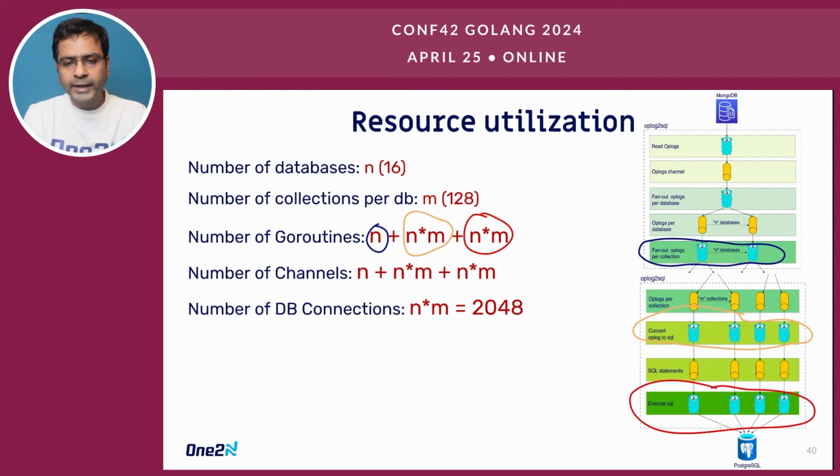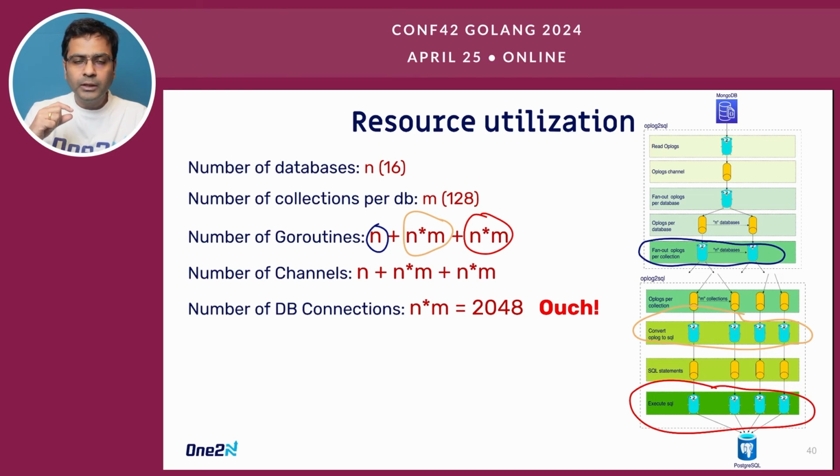And lastly, for execution of SQL, we are going to have one go routine per database collection combination. That means n multiplied by m again. If we just consider 16 databases and 128 collections, we are going to end up with 2048 database connections.